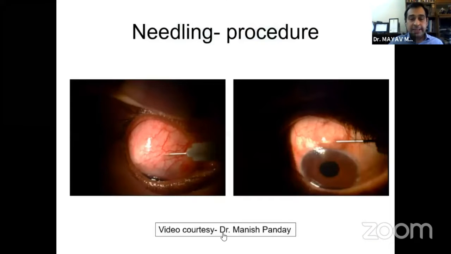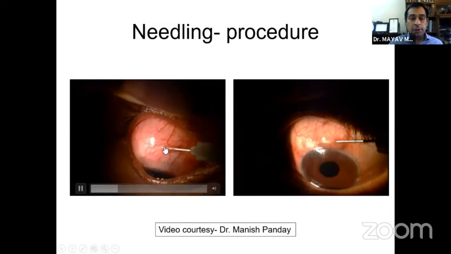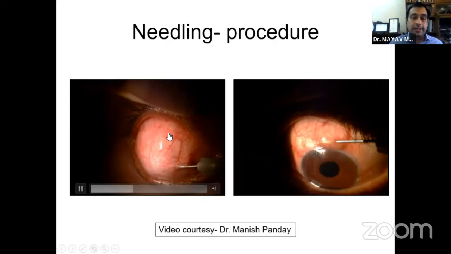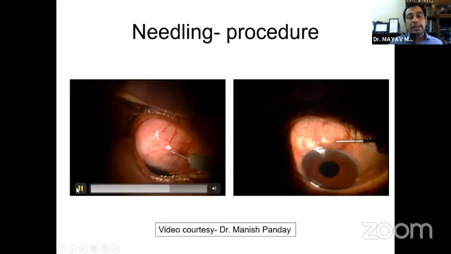So these are just a couple of videos which I talk about, which are thanks to Dr. Manish. Here you can see these are slit lamp based videos where, after anesthesia and betadine cleaning, with a 26 gauge needle using side to side movements of the needle, you are trying to break the loculations which are there within the Bleb area, and therefore you try to increase the Bleb filtering area.